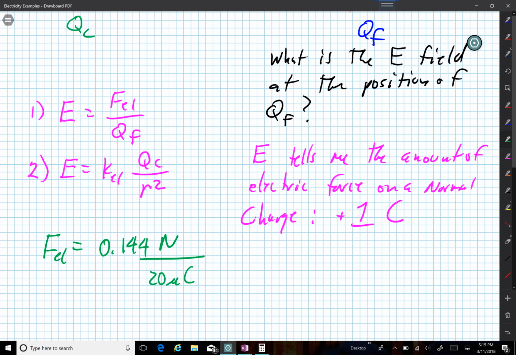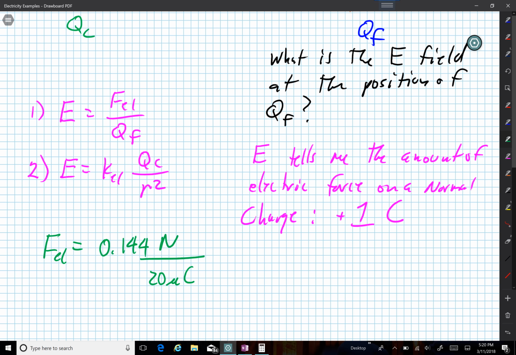That's how much force there is. There's 0.144 newtons per, or for, 20 microcoulombs. Now, when we report force, we normally don't put the coulombs in there. I'm adding them in to make a pedagogical point. In this problem, I hope you can see that it makes sense to say 0.144 newtons per 20 microcoulombs. That's the situation.